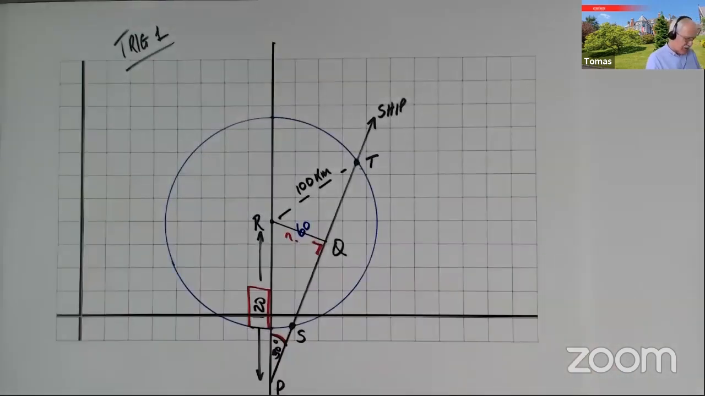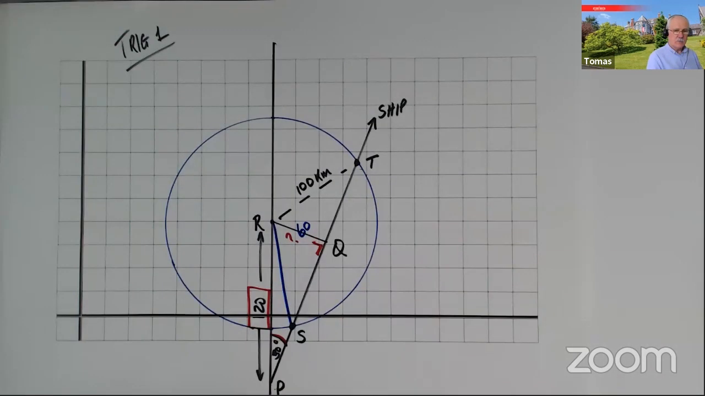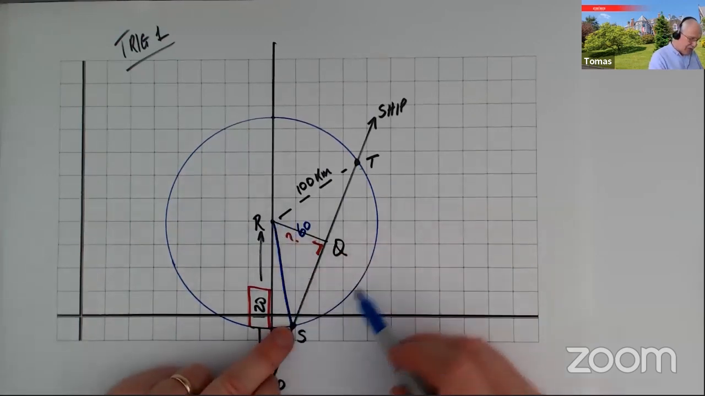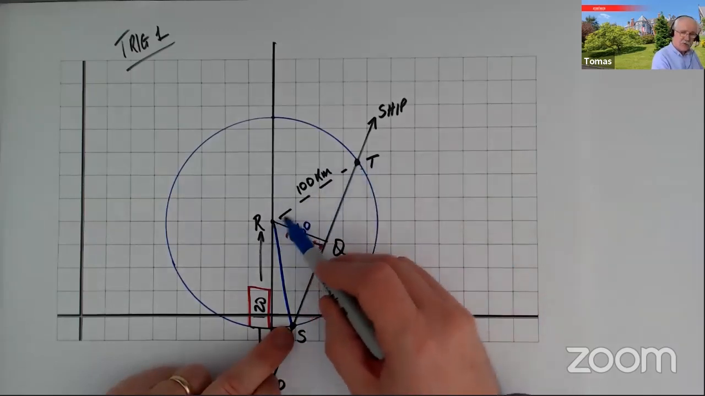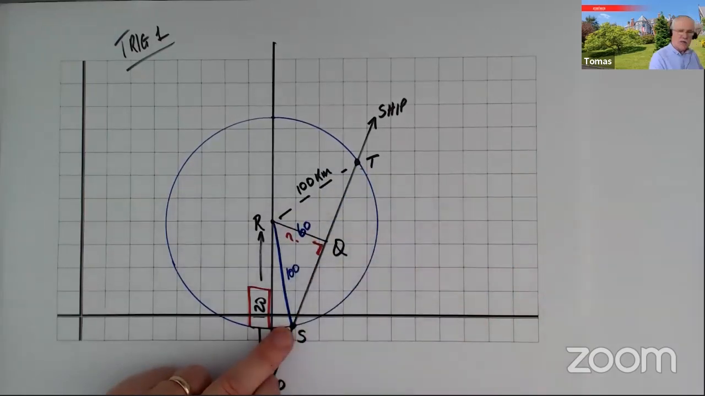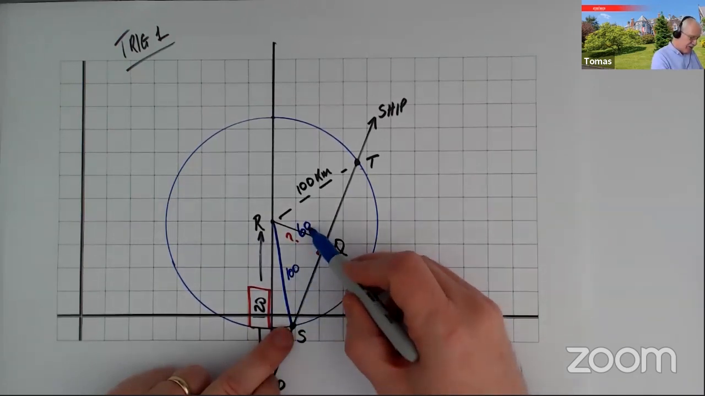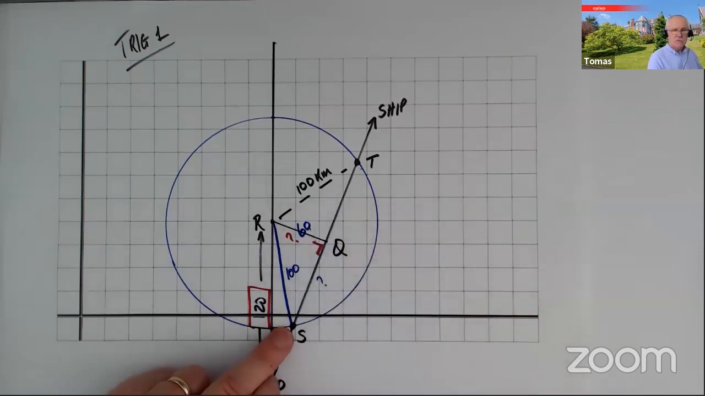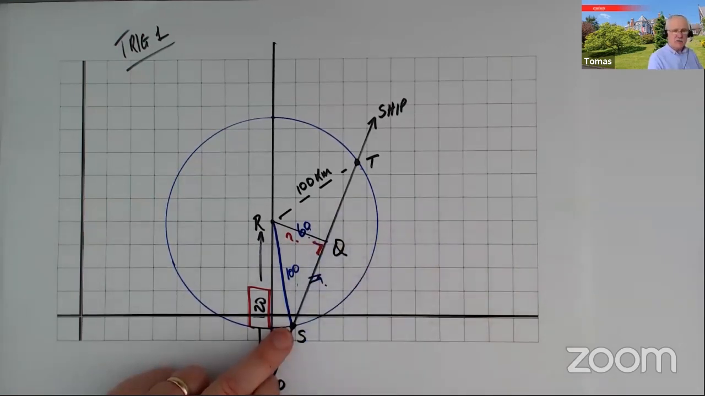And then it says, what else can you know? Well, can you find this length here? Well, you can, because it's the radius of a circle, and that's 100 kilometers. So this must be 100 kilometers. So that's 100, that's 60. If that's 100 and that's 60, can we find that length here? I think we can, because we know two of the sides. Pythagoras will give us the third. So now we know the length of that.